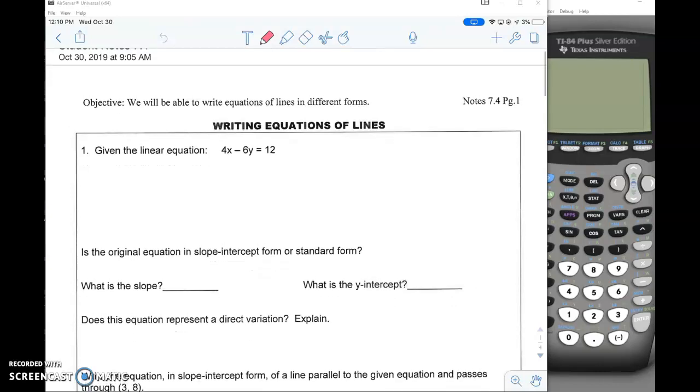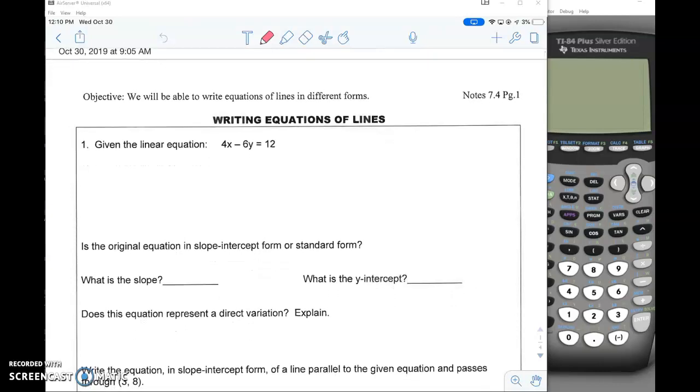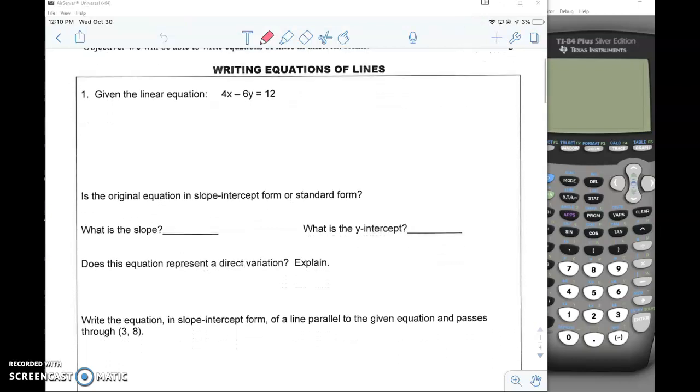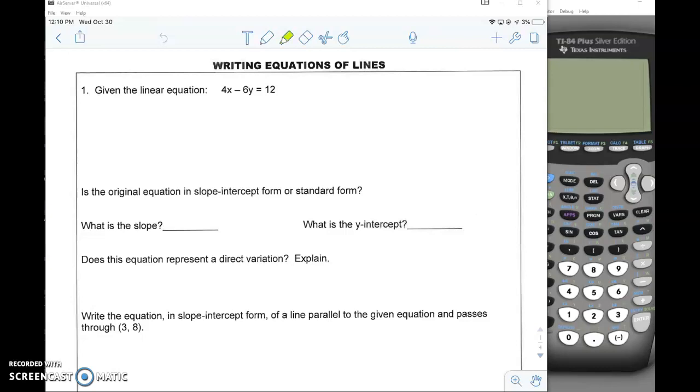This is the Algebra 1 notes for Note 7-4, writing equations of lines. Number 1, given the linear equation 4x minus 6y equals 12, is the original equation in slope-intercept form or in standard form? This equation is in standard form, ax plus by equals c. We are asked for the slope and the y-intercept, but in order to find these, we need slope-intercept form.